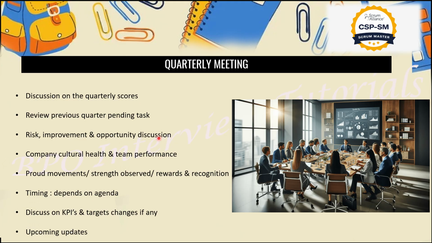We should also discuss if there are any risk factors, any improvements, any opportunities we need to take care of throughout the upcoming quarter. Then we should discuss all these points. And company culture, health, and team performance need to be shared here. We also have to reward the agents on a quarterly basis who have met their targets in terms of all the KPIs.